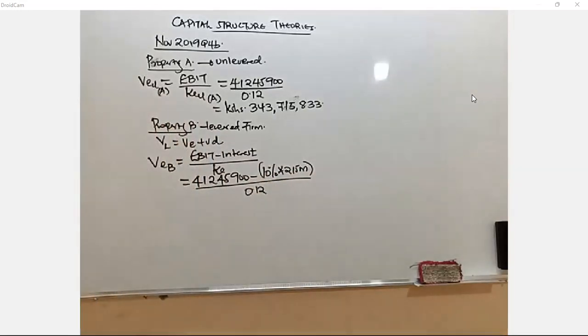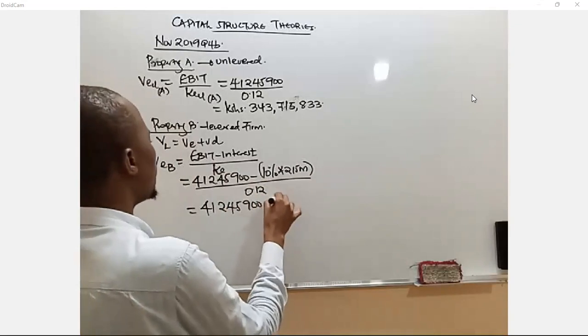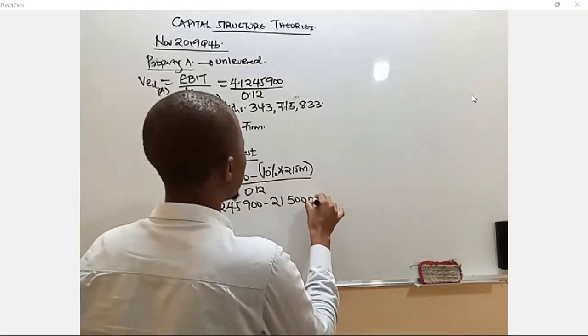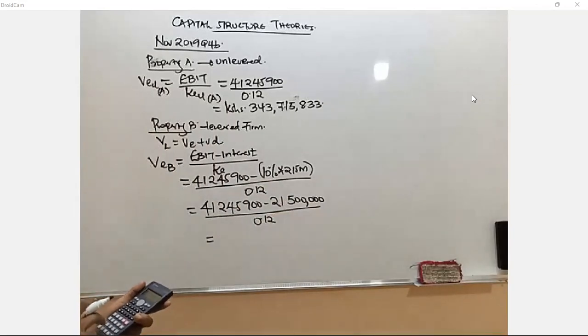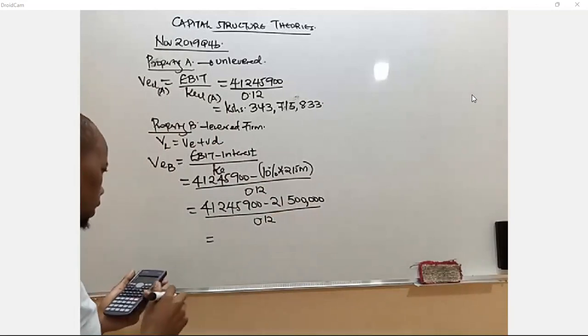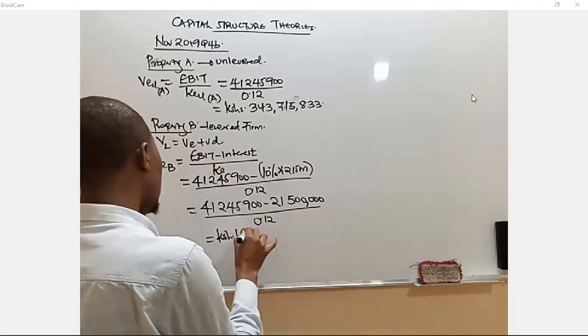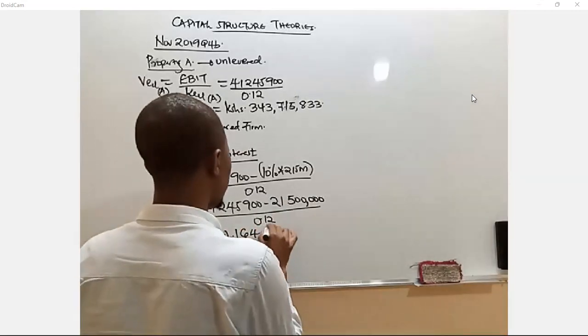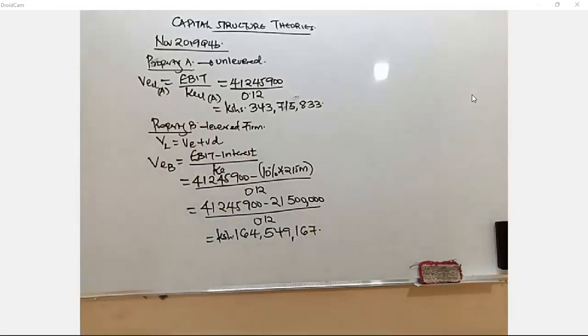How much are we getting here? 0.1 times 215 million is 21,500,000, so we have 41,245,900 minus 21,500,000, getting 19,745,900. Divided by 0.12, we are getting the value as 164,549,000. Those are the values of the firm. You can see them there.